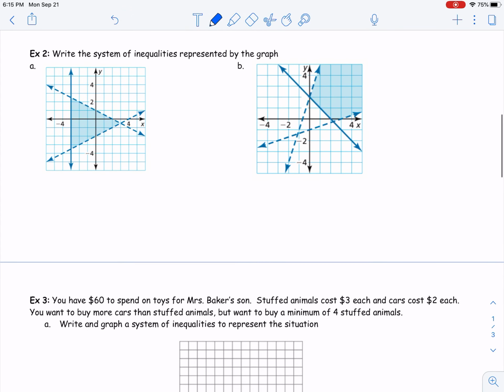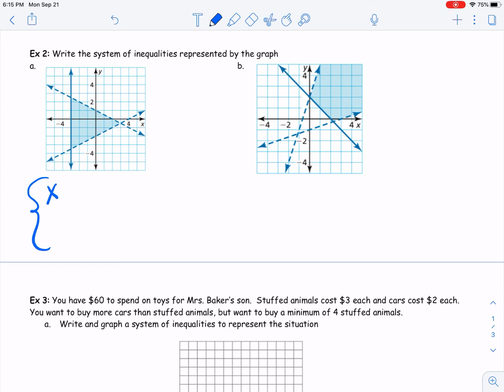So I typically work from left to right, or just whatever line I see is easier to start with. There's really no right or wrong way to do this. What I will do is kind of number as I go. So I have a system, and in my first graph, I see that I have 3 different lines. One of them is a vertical line, so I know that's going to be x is either less than or equal to, greater than or equal to.